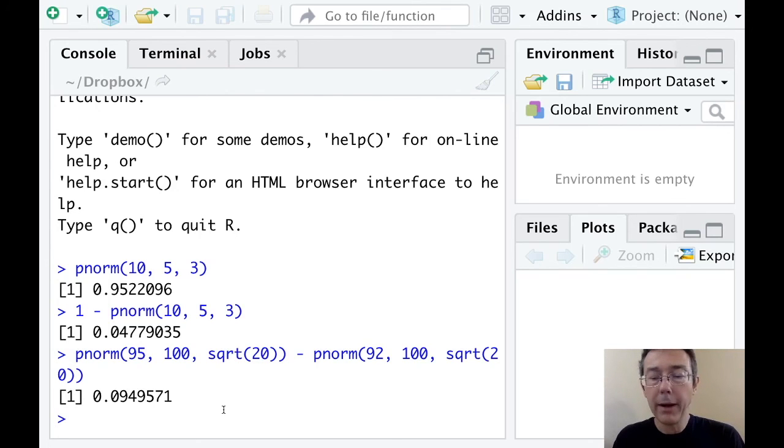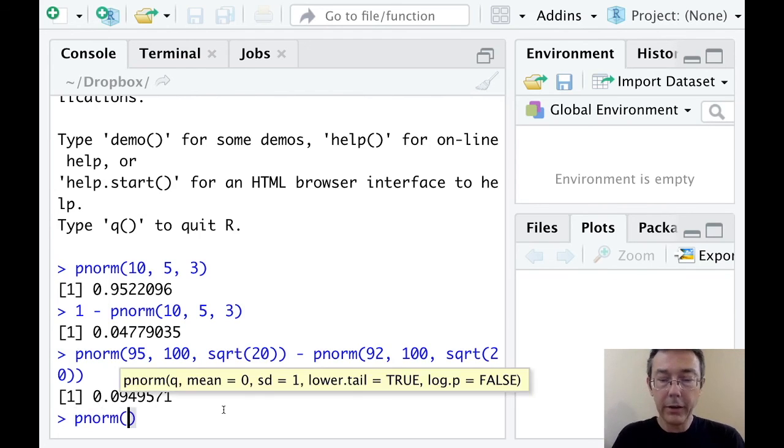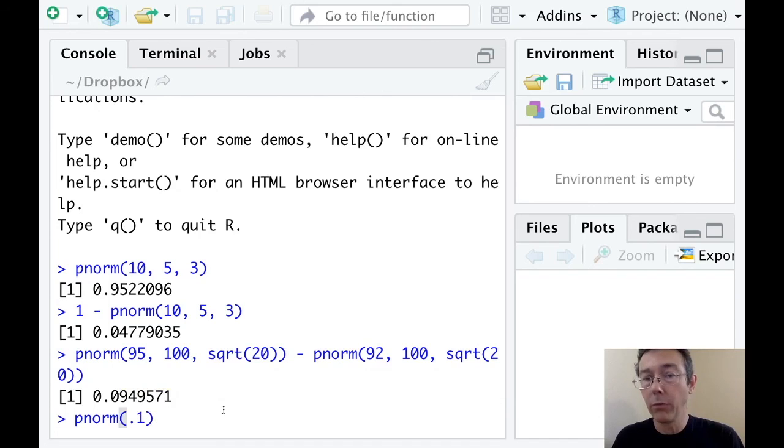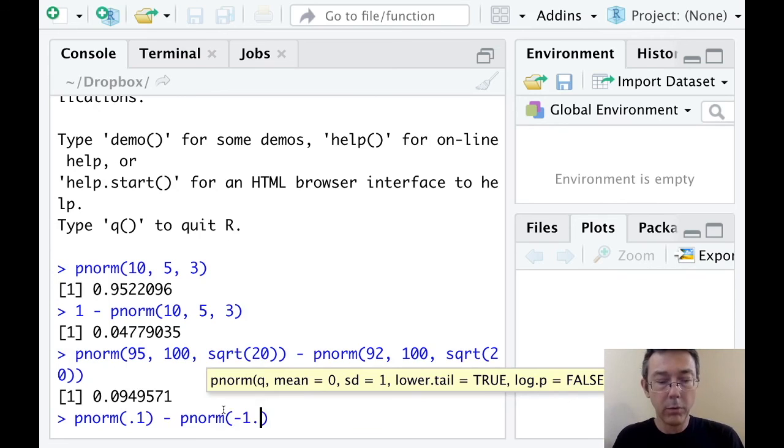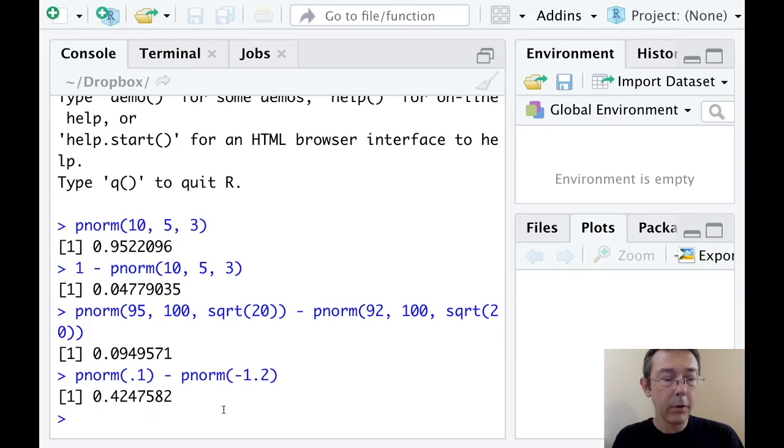Finally, we want to find the probability that Z is between negative 1.2 and 0.1 in the standard normal distribution. So again, I take the upper limit now, 0.1. The mean is 0 and the standard deviation is 1. And I can type those in explicitly and R will do the job just like before. However, with the standard normal distribution, you can leave those out. If you don't feed it a mean or standard deviation, R will assume that the mean is 0 and the standard deviation is 1. So pnorm of 0.1 minus pnorm of negative 1.2. Here I get 0.428.